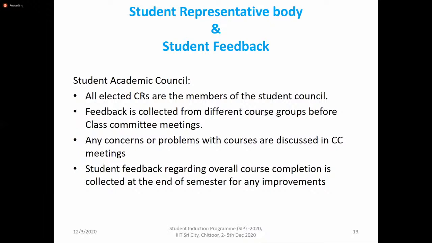So the feedback from students will be collected through CRs, and overall feedback will be collected at the end of the semester. The feedback system is also a continuous process. After the mid-semester exam, and after every major evaluation, the feedback will be collected through class committee meetings.